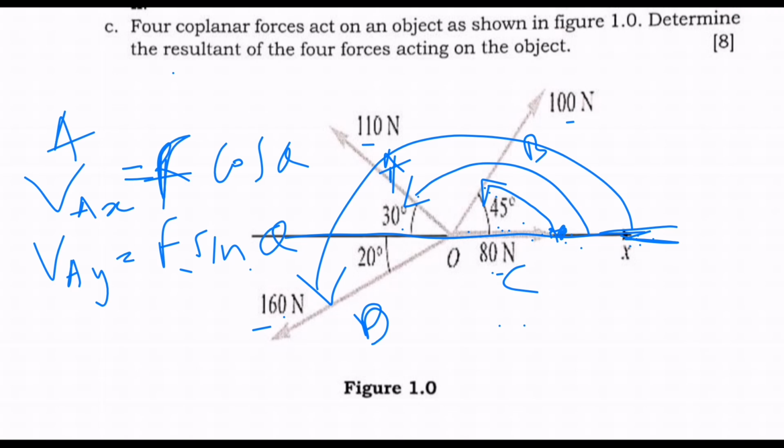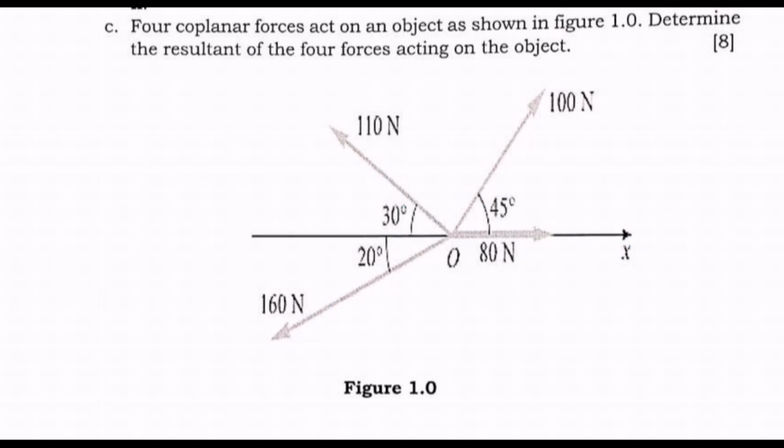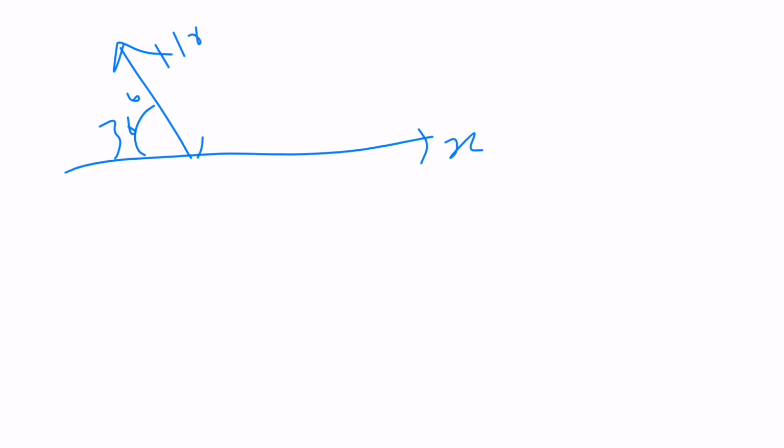Let's start with our vector A. So we said this will be our A, and here it is set degrees. Now we want this angle. We start from x. Here this is x, and this is our vector A. It has 110 newtons, then it has 30 degrees here. The vector points this side. This is the direction, and the force is 110.